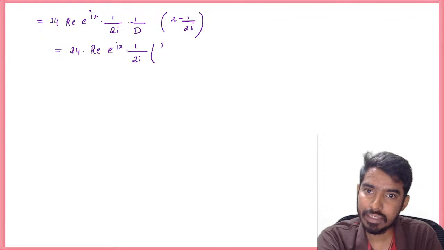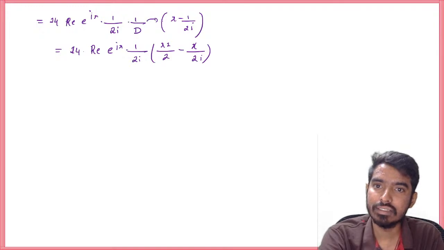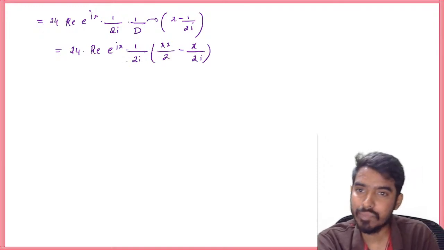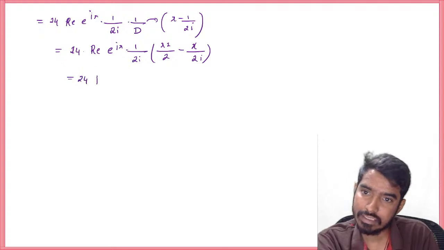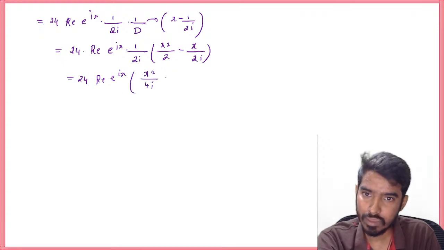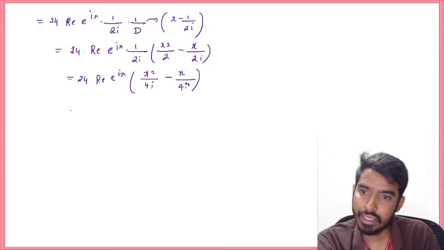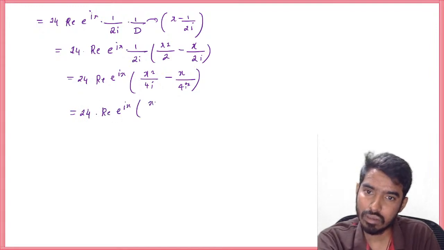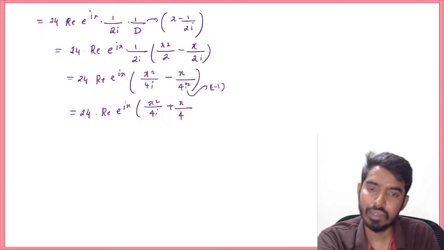Derivative of 1 by D means integrate. So x square by 2 minus x by 2i, right? So integrate this term. Now multiply this 1 by 2i inside. So real part of e power ix, x square by 4i minus x by 4i square, right? 4i square will be minus 4, so 24 times real part of e power ix, x square by 4i plus x by 4, right? Because i square is minus 1.